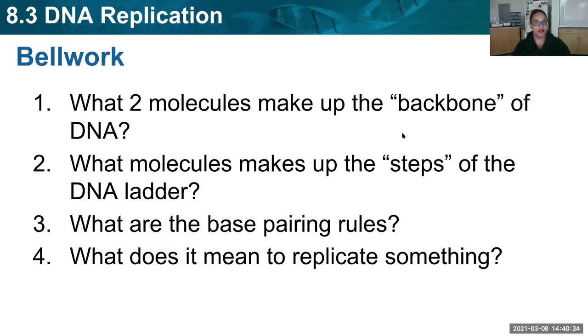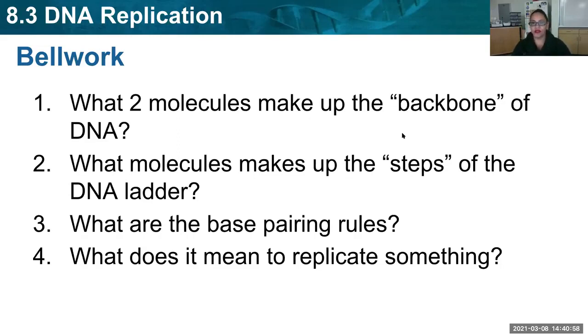Anyone else want to answer? We just went over it in our poll. Good, A with T and C with G. Yep, the stick letters stick together, the T and the A, and then the curly letters, the C and the G stick together. And what does it mean to replicate something?